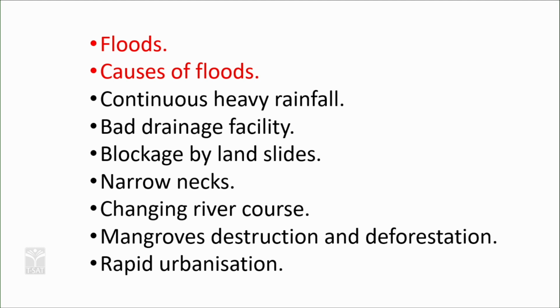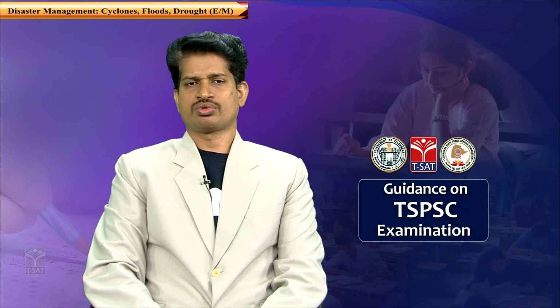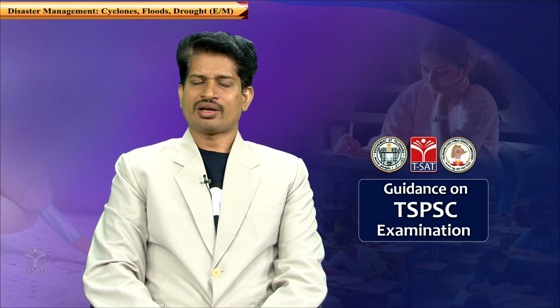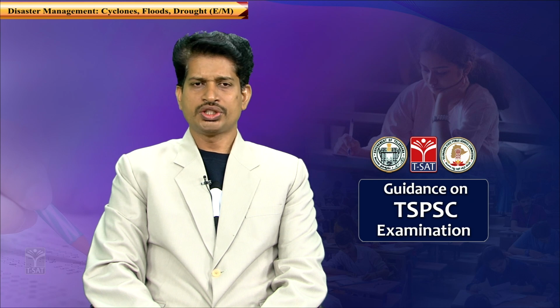Next is bad drainage facility. Drainage here implies the way the water flows in terms of natural streams and rivers, and apart from that the sewage. Both drainage mechanisms, the natural water flow and the sewage, when they are maintained improperly, lead to floods.